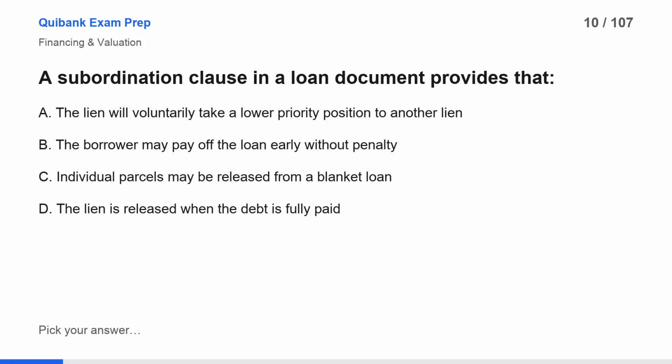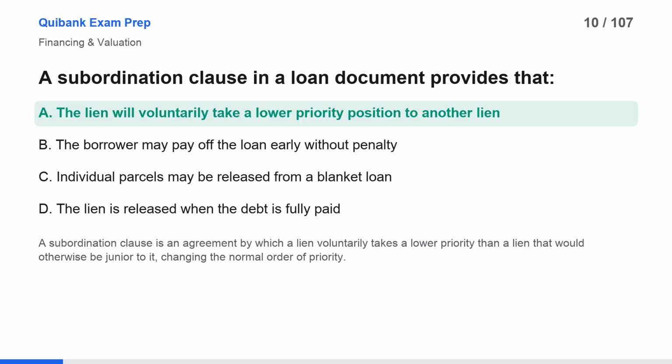Question 10. A subordination clause in a loan document provides that A. The lien will voluntarily take a lower priority position to another lien. B. The borrower may pay off the loan early without penalty. C. Individual parcels may be released from a blanket loan. D. The lien is released when the debt is fully paid.